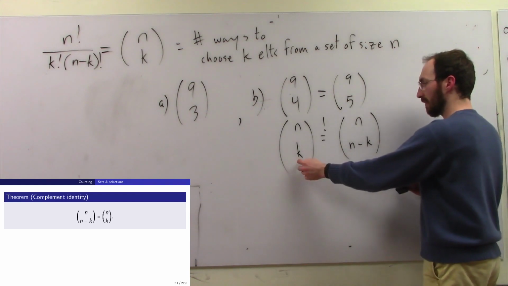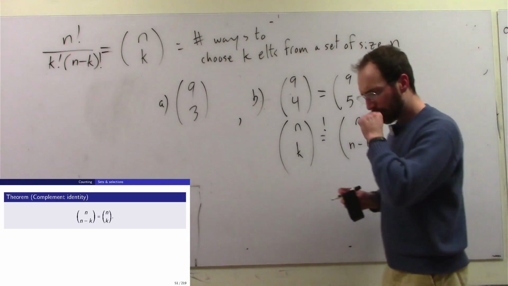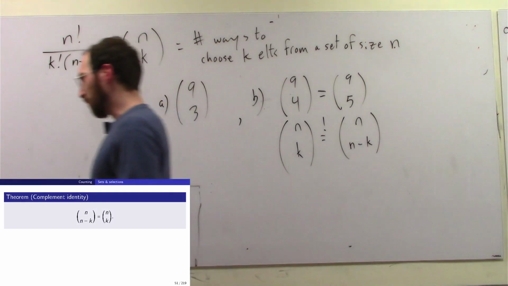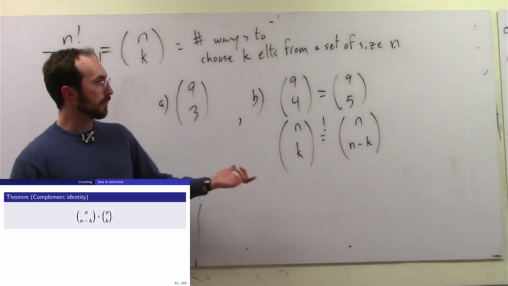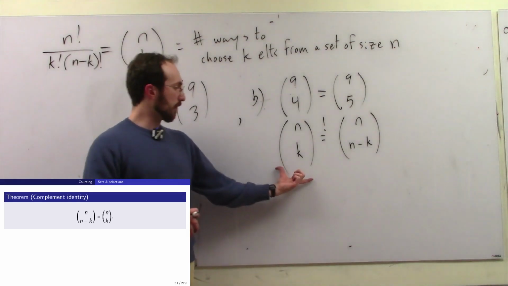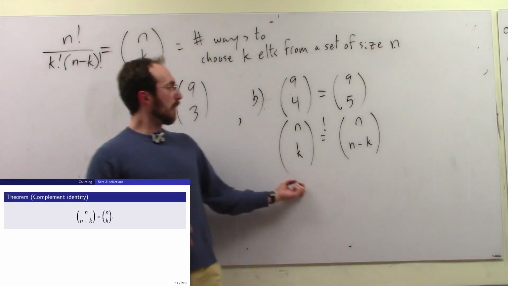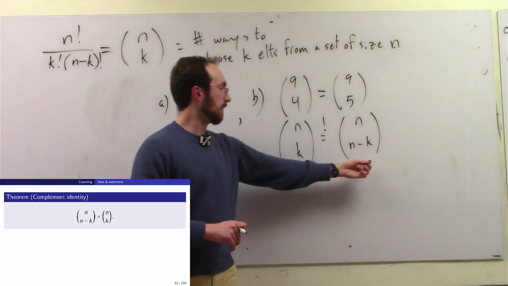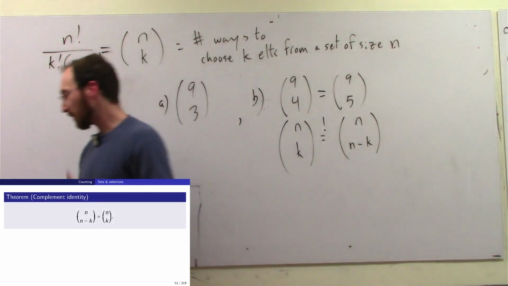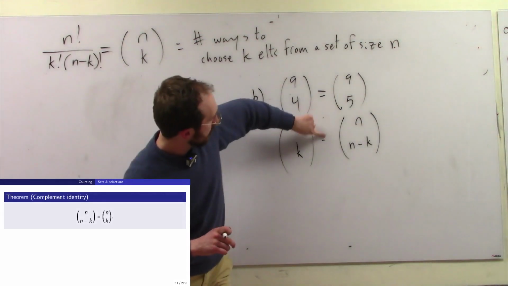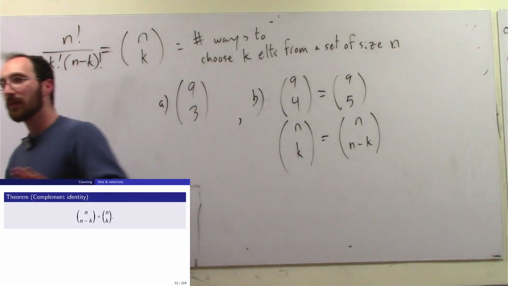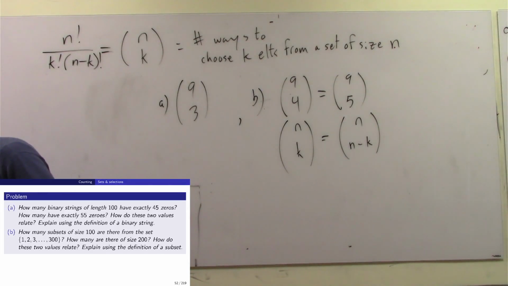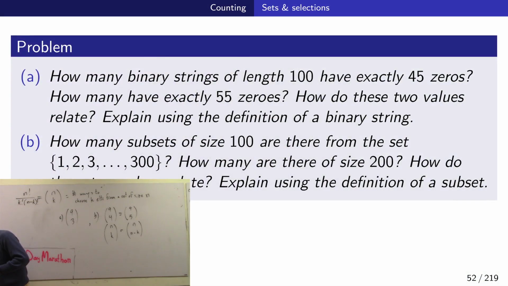We can say this for a general N and K, rather than say 9 and 4, 9 and 5. The proof is just that if I'm going to choose K objects from a set of N, then I don't choose N minus K objects. And that correspondence right there is effectively it, unless I'm mistaken. Okay, so with that in mind, let's look at these problems.